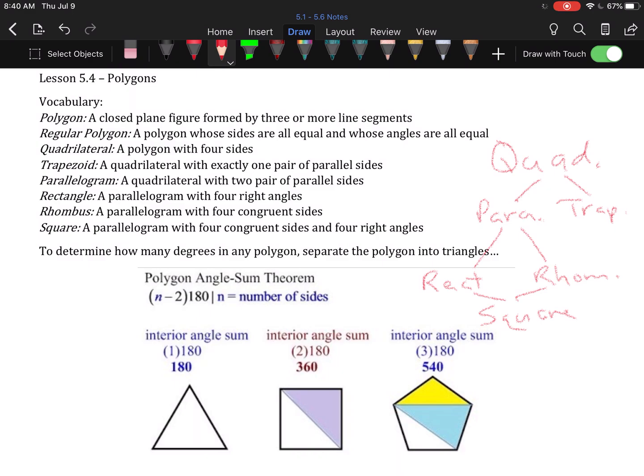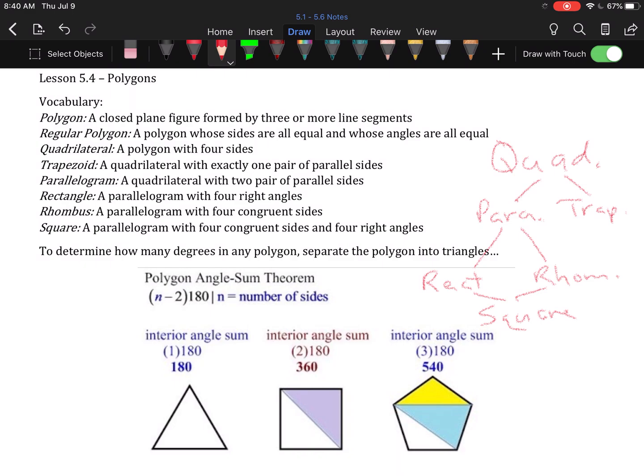There's a theorem here called the polygon angle sum theorem. It says take the number of sides n, subtract 2, and multiply by 180. The reason we do this is if we take the number of sides and subtract 2, we'll have the number of triangles we can cut the shape into from one vertex. So on a triangle, you can't cut it up at all. And triangles are 180 degrees.